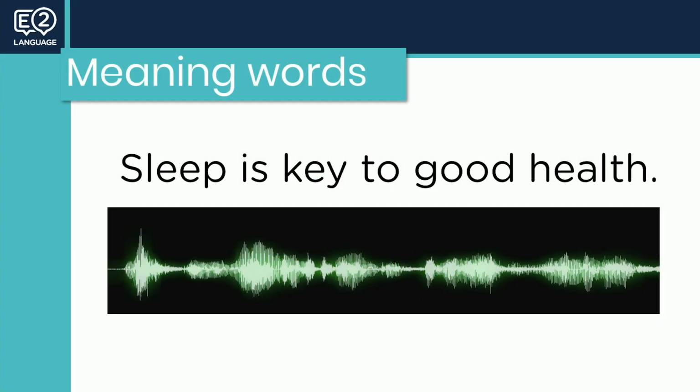Okay, so I touched on before the difference between meaning words and grammar words, and it's important to get a bit of a grasp or to understand fully what that means, okay? So let's take a look at meaning words. Have a look at this sentence here. Sleep is key to good health. Now, what you'll notice when you look at these speech patterns is that meaning words like sleep, key, good, and health have quite a large emphasis. And the grammatical words like is and to have much smaller emphasis, okay?